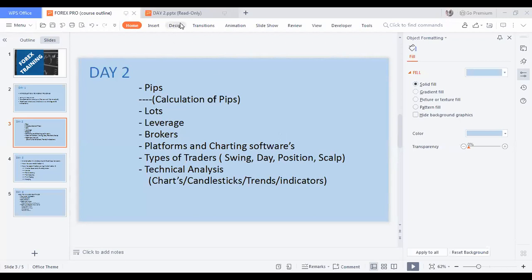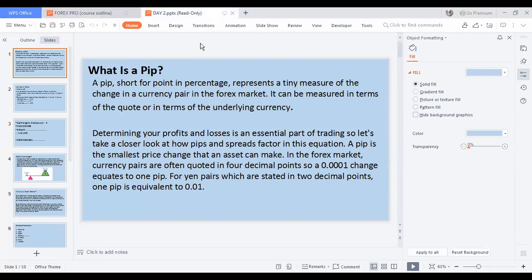So let's start. What exactly is a pip? A pip represents a tiny measure of a change in the currency pair in the forex market. I repeat, it represents a tiny measure of the change in the currency pair in the forex market. And it can be measured in terms of the quotes or in terms of the underlying currencies. Now, determining your profits and losses is an essential part of trading. So let's take a closer look.